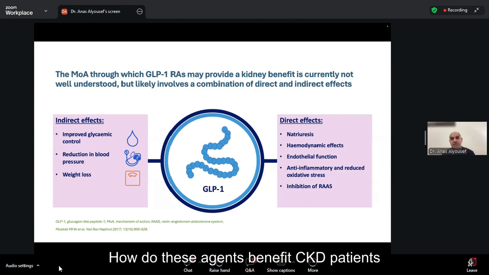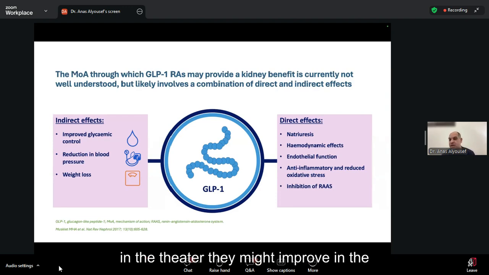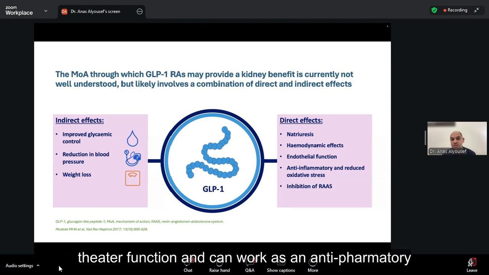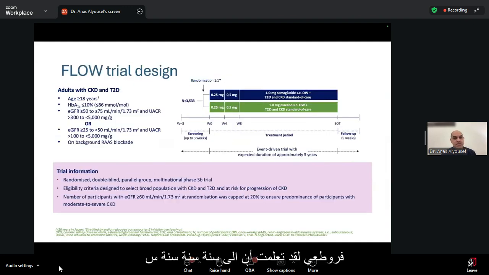How do these agents benefit CKD patients? Not really well understood. The indirect effects is they improve glycemic control, they reduce blood pressure, they can reduce weight as well. The direct effect probably natriuresis, hemodynamic effects, they might improve endothelial function and can work as anti-inflammatory agents. The FLOW trial, as Dr.